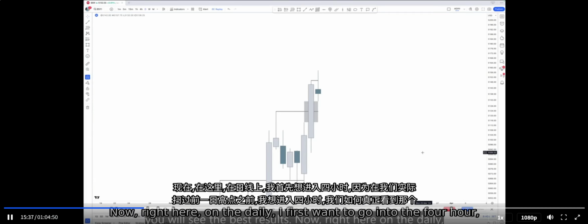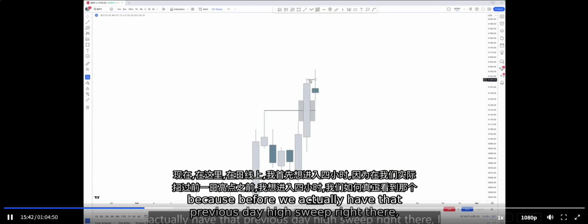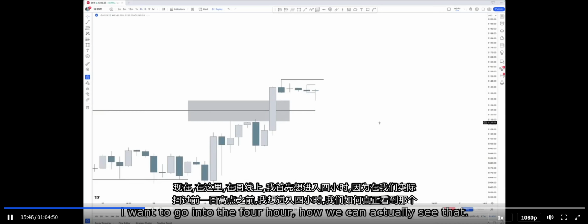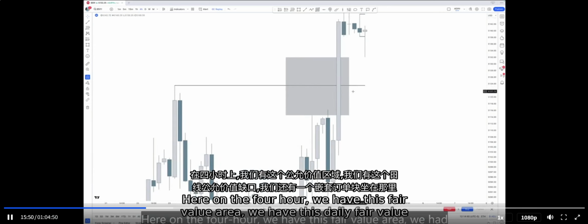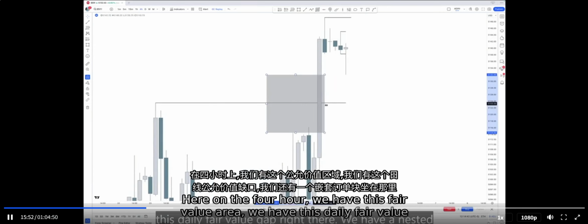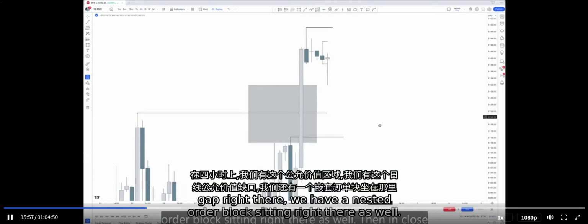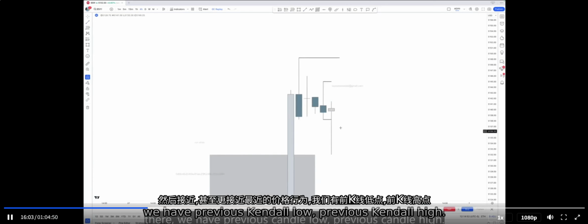Now, right here on the daily, I first want to go into the 4 hour, because before we actually have that previous day high sweep right there, I want to go into the 4 hour, to see how we can actually see that. Here on the 4 hour, we have this fair value area. We had this daily fair value gap right there. We have a nested order block sitting right there as well. Then in close proximity, so even closer to the recent price action right there, we have previous candle low, previous candle high.